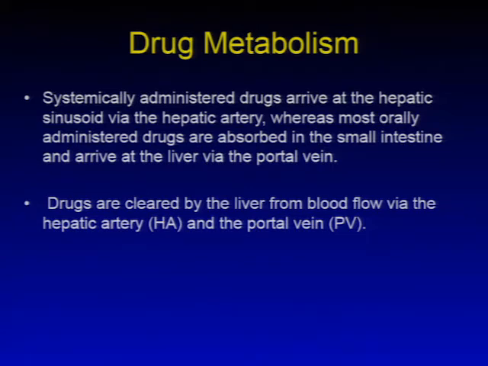Drug metabolism. Systemically administered drugs arrive at the hepatic sinusoids by the hepatic artery, whereas most orally administered drugs are absorbed in the small intestine and arrive at the liver via the portal vein. Drugs are cleared by the liver from the blood via the hepatic artery and the portal vein.